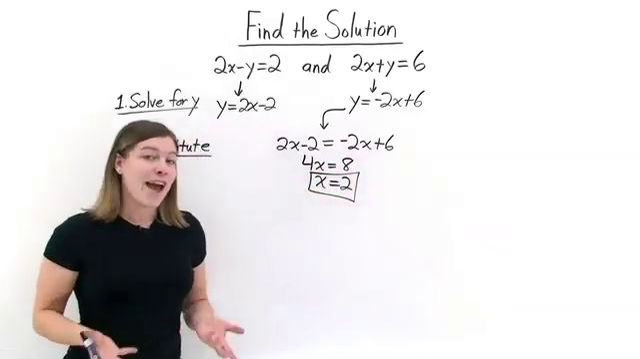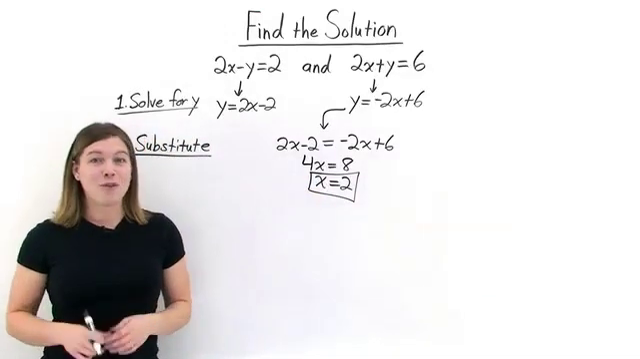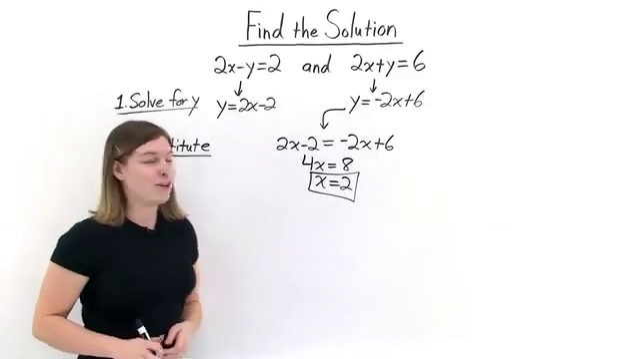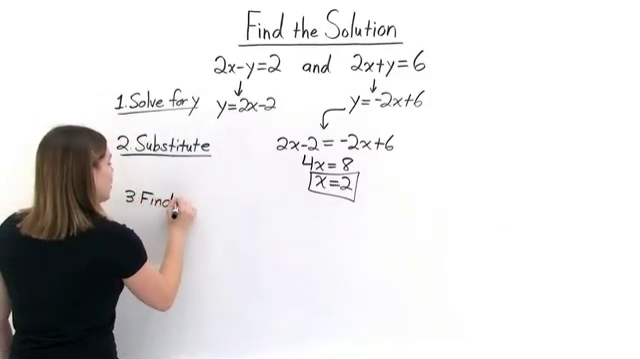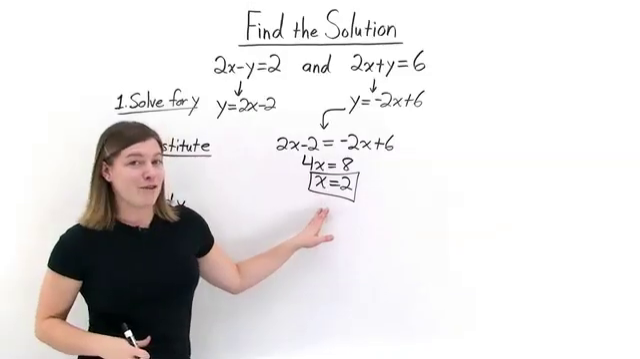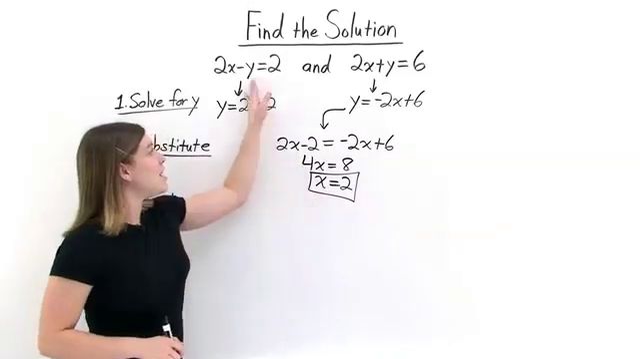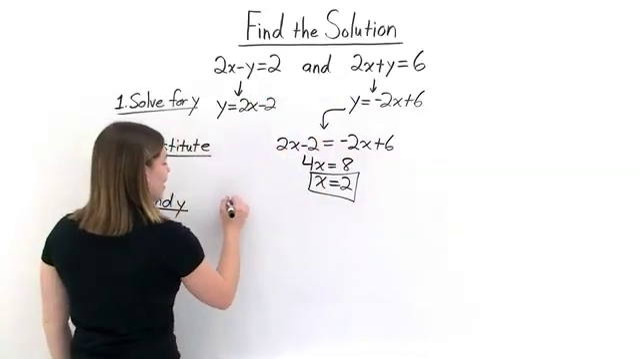Now we have half of our solution. We have the x value of our solution. All we need to do to get the rest is to find y. So in step number 3, we need to find y. To do this, we're going to take the value that we found for x and plug it into each one of our original equations in our system. This will give us y.